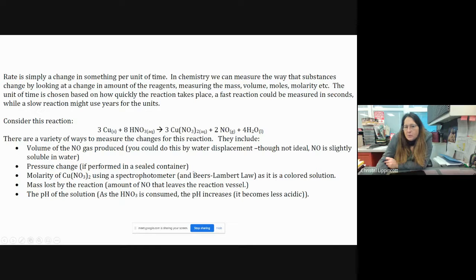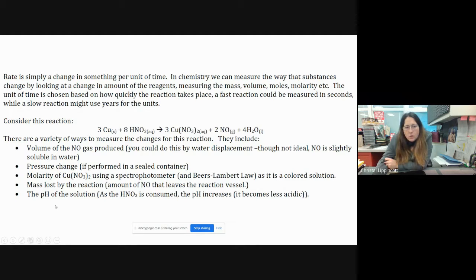Molarity, and that's what we did with the Beer-Lambert law. We used the molarity to figure out the colored solution, and then we backtracked and were able to figure out how much copper, theoretically, I started with. Mass lost by the reaction, because the NO2, the NO, is leaving the container.